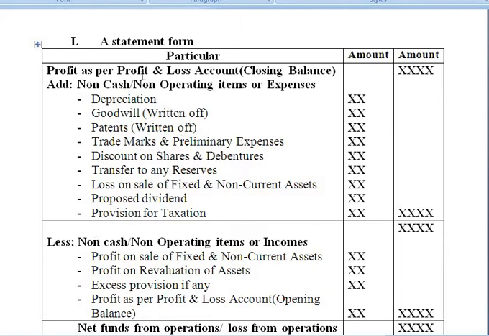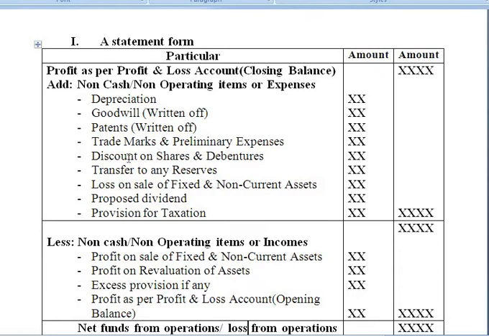So here we have to take first the profit and loss given in the net profit or in the income statement, that is, the closing balance of profit and loss account we have to take first. Then to that we have to add all non-cash or non-operating items or expenses. For example, of non-cash or non-operating expenses, first one is depreciation on fixed asset, then fictitious assets written off, that is goodwill written off, patent written off, trademarks and preliminary expenses written off.